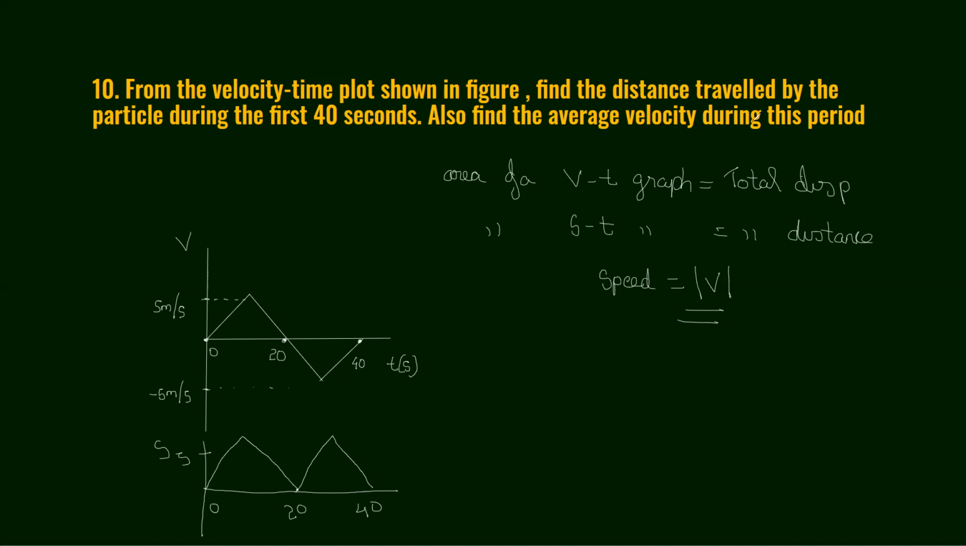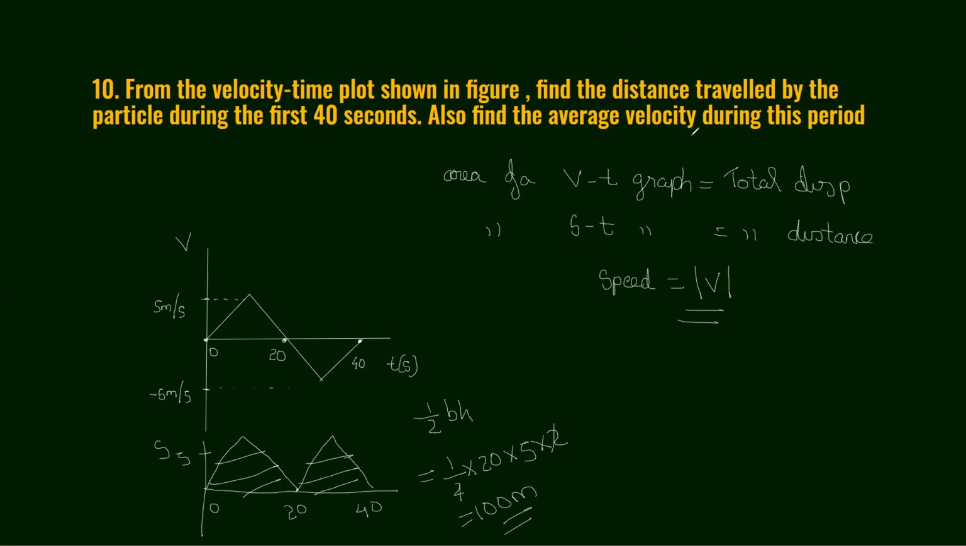Okay, so this is a speed time graph. Now the question is to find the distance traveled by the particle during the 40 seconds. So we just have to find the area under the curve. We get distance. You know that the area of a triangle is half BH. So here area equals half into base, that is 20, into height 5. So that's the area of this portion. Both portions are the same. So that means total area equals 2 into that, which is 100 meters. This is the total distance traveled by this particle in the first 40 seconds.